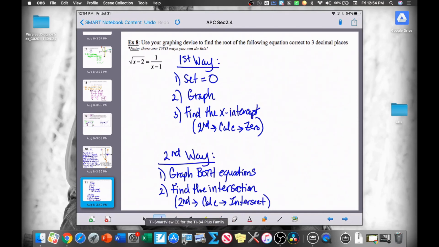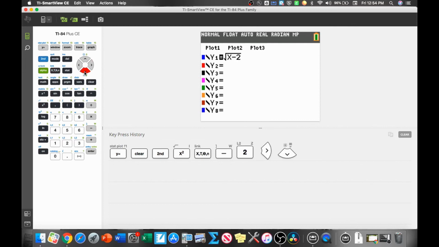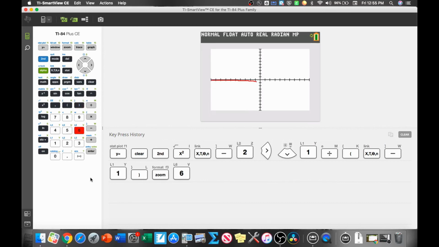So I'm going to grab my graphing calculator. I'm going to go into y equals. If you have something there, clear it out, and we're going to type in our two equations. So the first equation is going to be the square root of x minus 2. Square root is a second level function above x squared, so square root of, and then x minus 2. Okay, and then I'm going to arrow out from under my radical. I'm going to arrow down to y2, and that's going to be 1 divided by, now I have to parenthesize my denominator, so I have to put x minus 1 in parentheses. And then I am just going to do a zoom 6 on this, standard window.